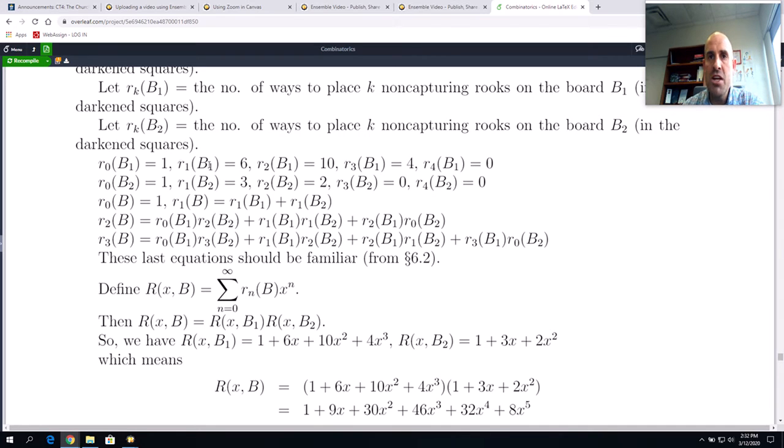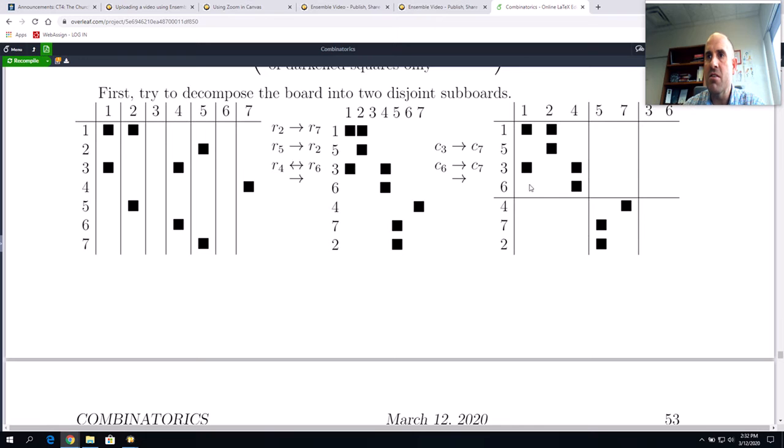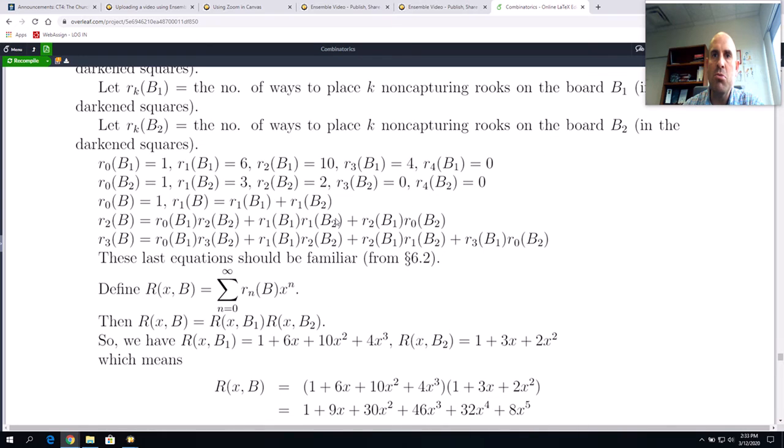On the other hand, what about R sub one of B1? Well, that means the number of ways to place one non-attacking rook on board one. And remember, board one, scrolling up, is this thing right here. So how many ways are there to place one rook in a non-capturing way? Well, I don't have to worry about additional rooks, so all I have to do is place it on one of these six squares. And similarly for R1 of B2, there are three down here. That's why R sub one of B1 is equal to six.